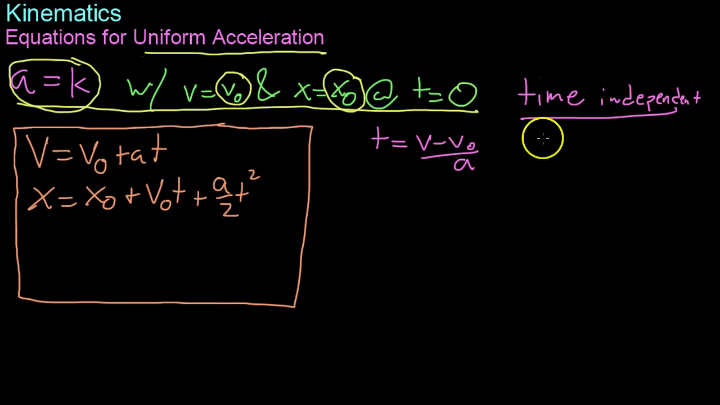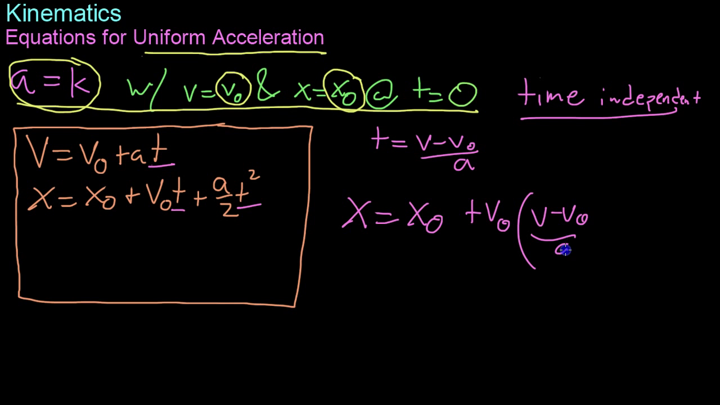Now the last thing we're going to be discussing in this video is a time-independent equation. Basically because not all problems are going to give you how long it takes to change velocity or change your position. So in this case, because we have two equations with the one unknown we're trying to get rid of, we can solve for t in terms of the first equation and then plug that t into the second equation, in which case we get x equals x0 plus v0 times (v minus v0)/a plus a/2 times (v minus v0) squared over a squared.